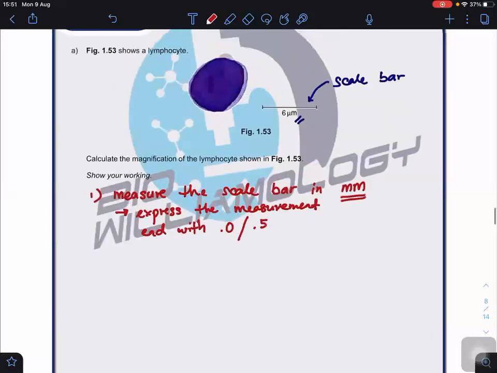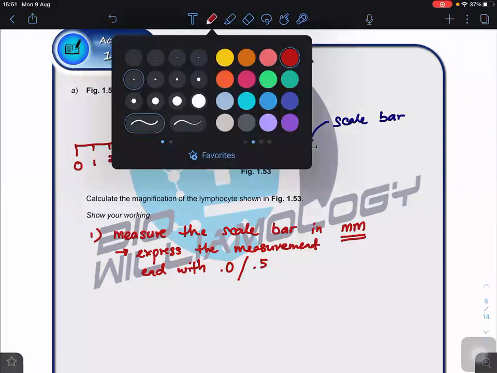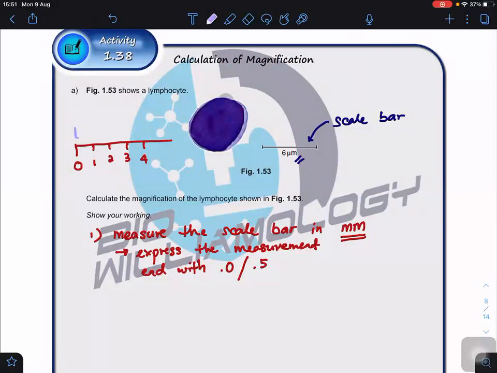Now, what does this mean? If you place your ruler, 0 millimeter, 1 millimeter, 2 millimeter, 3 millimeter, 4, and so on, and I have the object, I align it and it falls like this. In this case, you can see that the sensitivity of my millimeter ruler is that I can read up to 0.5 of a box. Can you see that this is 1 scale? I can read half of it, right? So this is 1.5 millimeter.